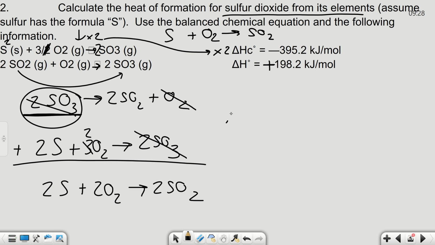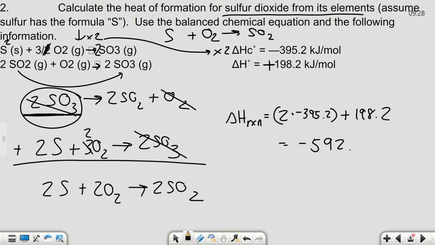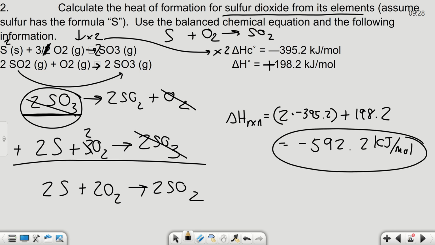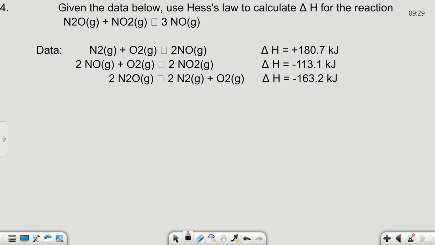But what's my enthalpy going to be? My enthalpy of reaction, based on all the things I did, is going to be 2 times negative 395.2 plus 198.2. And that should come out to, I have it as negative 592.2 kilojoules per mole. So that's showing you the two different things you can basically do to your reactions, where you can multiply your enthalpy by the factor you change it by, and you can change the sign by flipping the reaction around. One more.